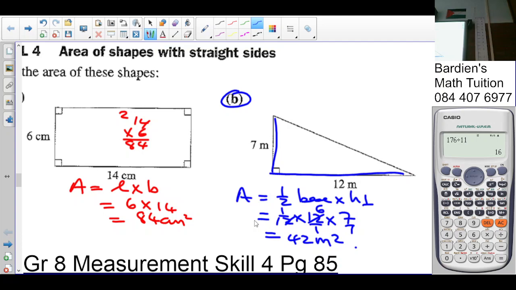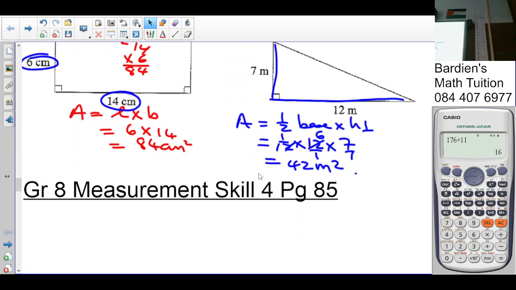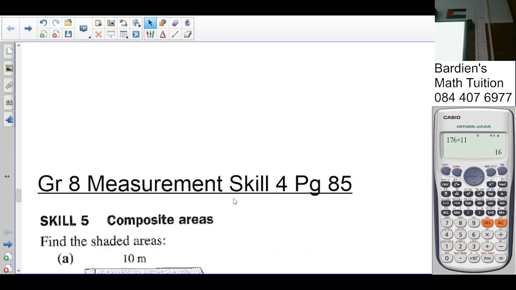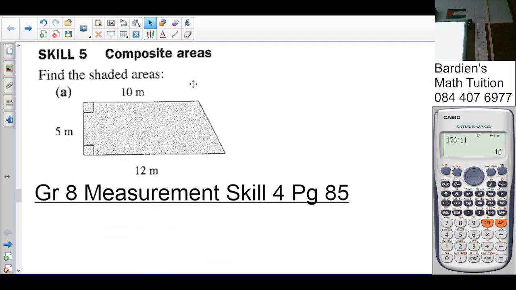People, what if the units were not the same? I would have needed to make them the same. But in both cases, they were given the same. Is there any confusion there? Any confusion? No. Let's go to skill 5. Skill 5, composite area.